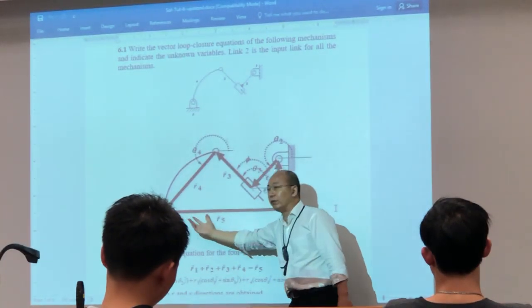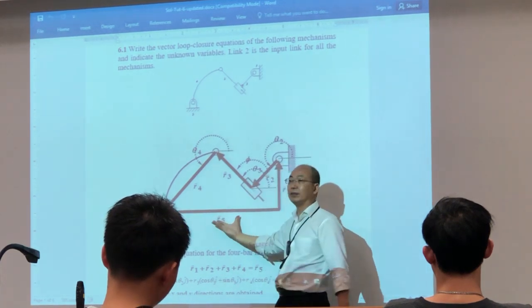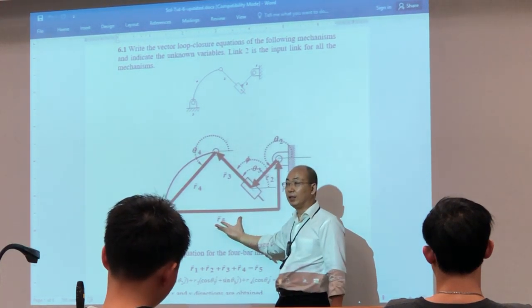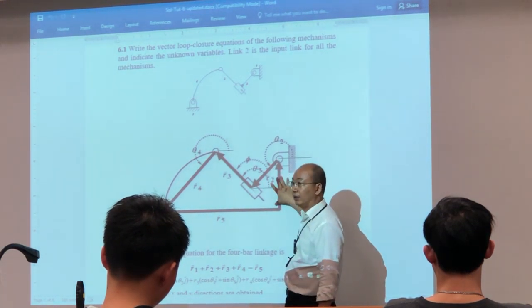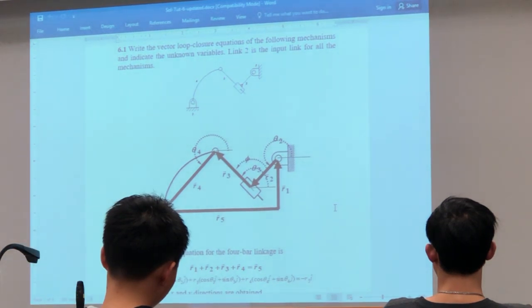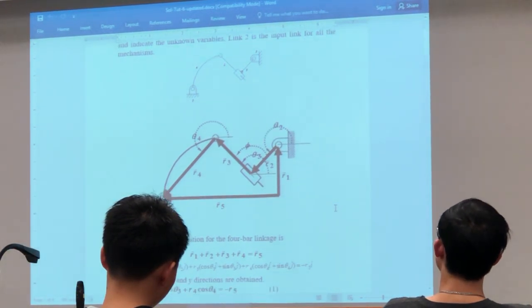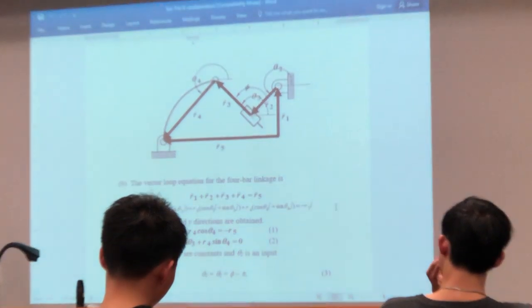Of course, how about R5? R5 is a ground joint. This one is a constant, never changes, right? And this one is also constant. So you only have two unknowns for this mechanism analysis. We call it position analysis. The two unknowns: one is R3, another one is theta 4, the orientation angle of link 4.